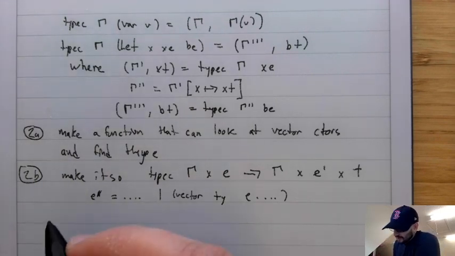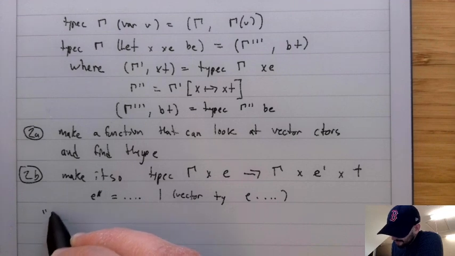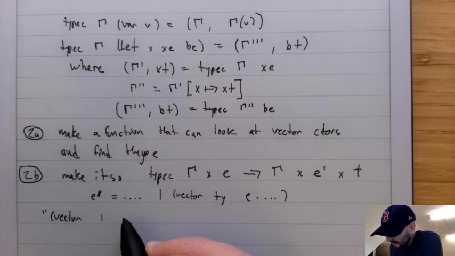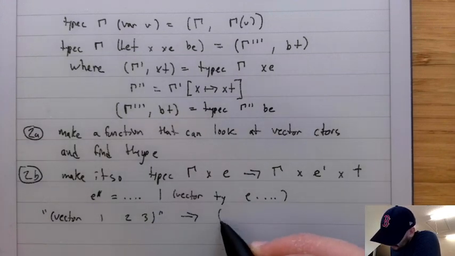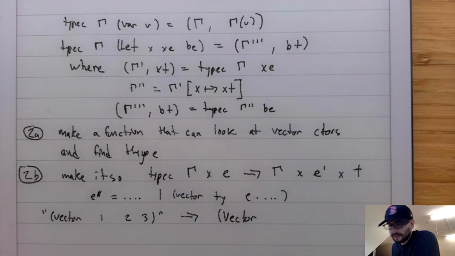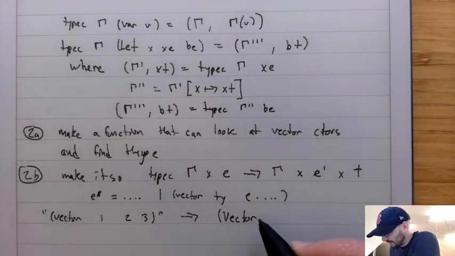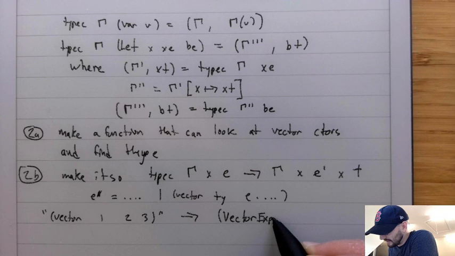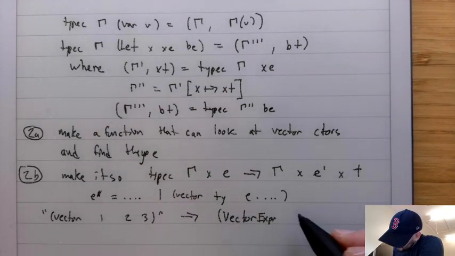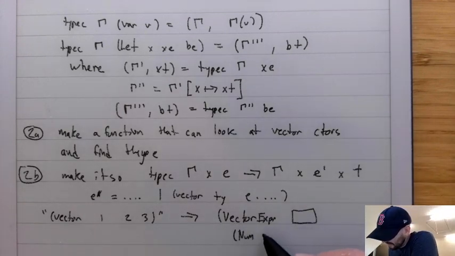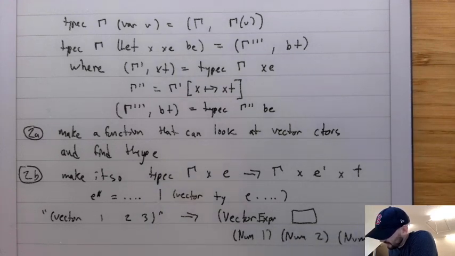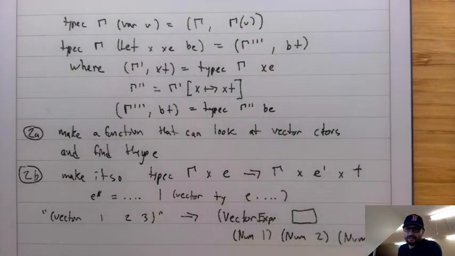So what I mean by that is that if you write in your program vector 1, 2, 3, then what we do is we construct a vector object, right? So this is like a vector expression object. I'll call it vector expression. And then it's going to have a little box in it, and that box starts off not having anything in it, and then it has the number expression for 1, the number expression 2, and the number expression 3, okay? And that's the data structure.